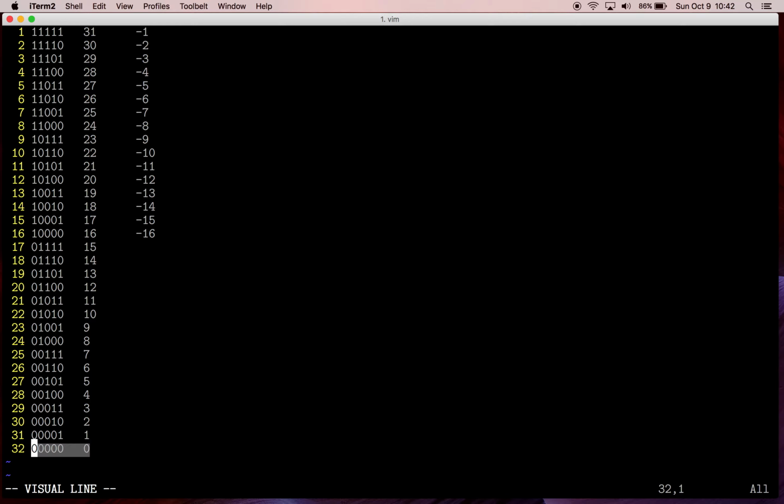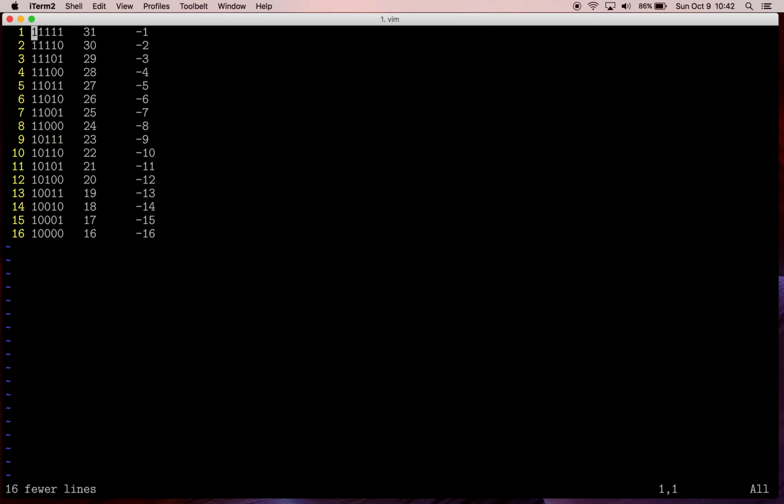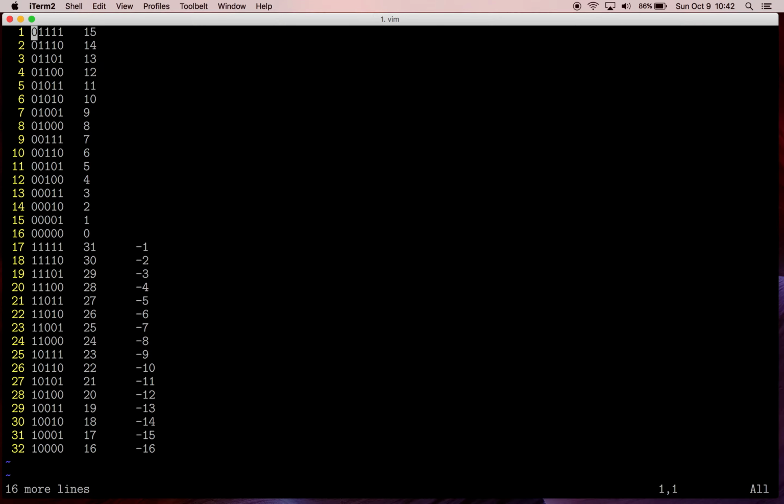Another way to illustrate this would be to just move these. So I'm going to delete those rows and paste them back at the top. And now we're back to having the smallest value at the bottom and the largest value at the top, this time counting from negative 16 up to negative 1, then 0 up through 15.